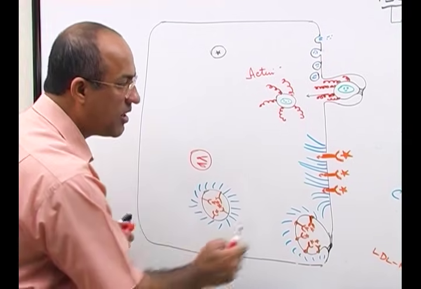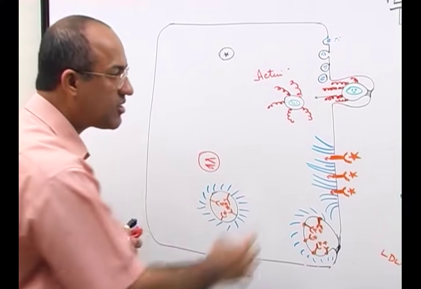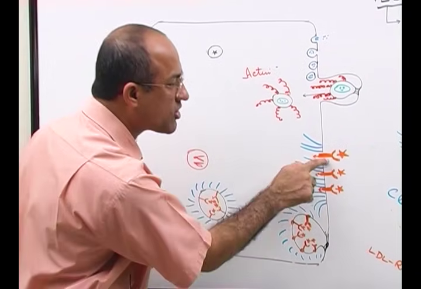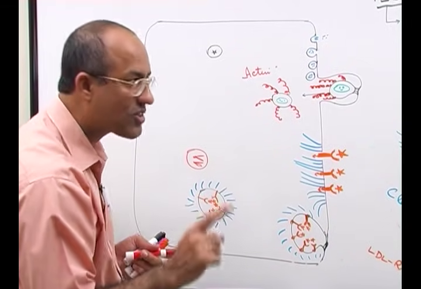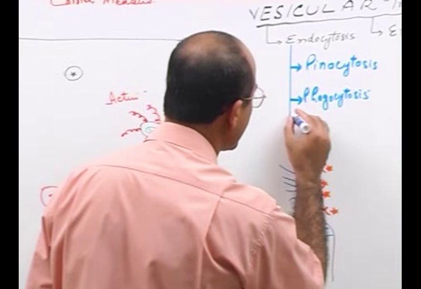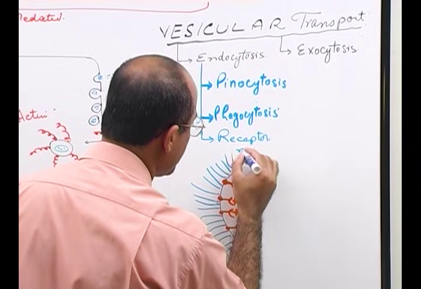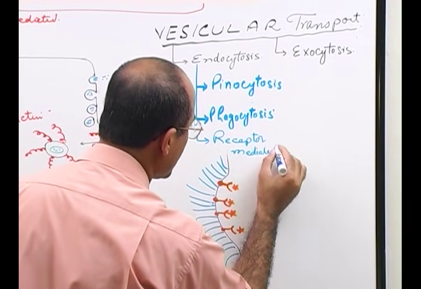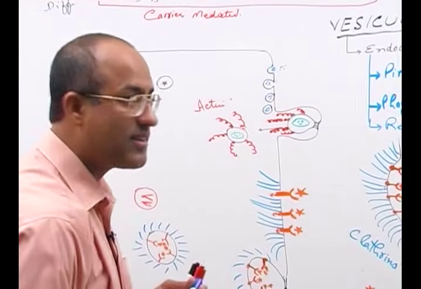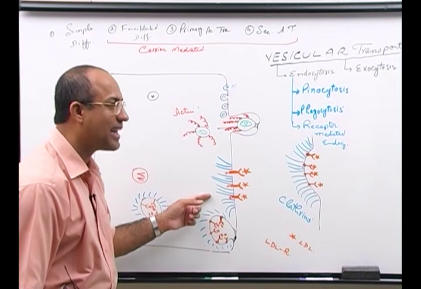So this is an example where LDL is being endocytosed, right? But this endocytosis of LDL is dependent on the presence of its receptors. So this is called receptor mediated endocytosis, right? And this endocytosis is classically having involvement of clathrins.